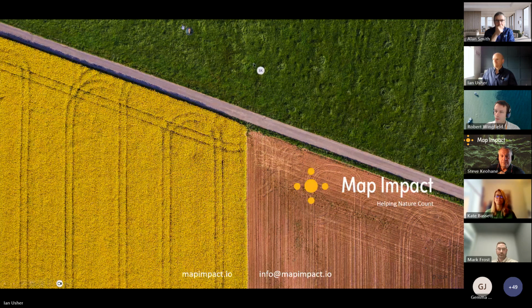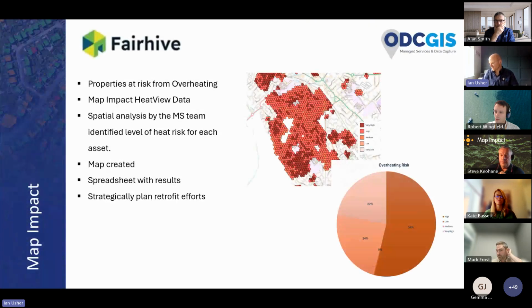Brilliant. Excellent. Thanks, Steve. That's really good. A lot of data sets there that look at how you can identify risk within assets. That's a really good run through. Thank you. So again, just to summarise from an ODC GIS perspective.